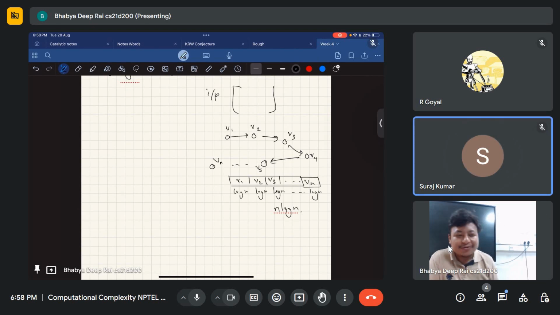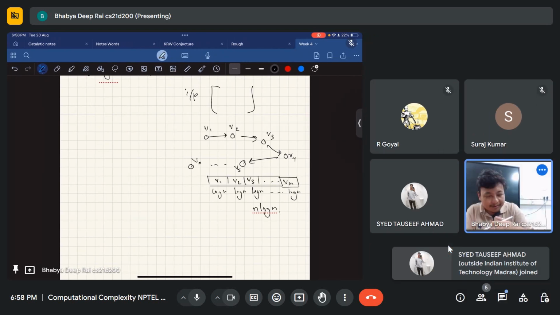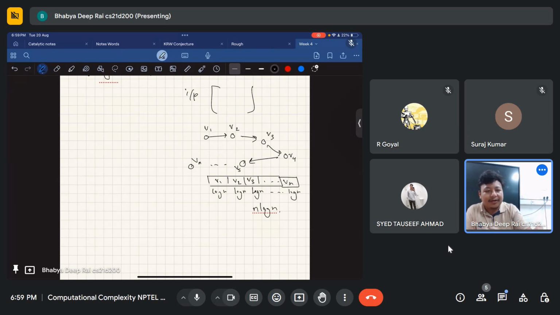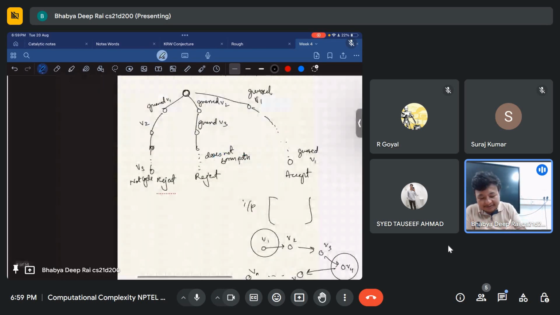Yes. So you can see that this is taking more space than we are hoping for. So how do we implement this in log space? We forget the path. We don't need to remember the entire path. We just need to remember the vertex that we started with and the current vertex we are in. Let's say we are in V4. We only need to remember that we are in V4. We also need to remember V1.